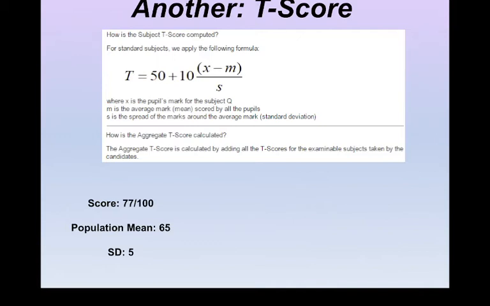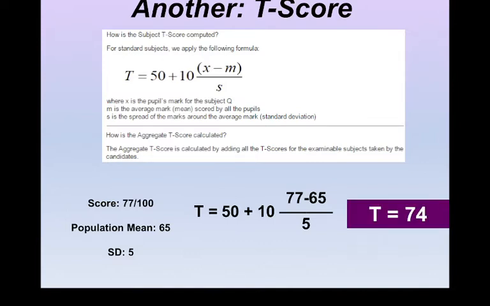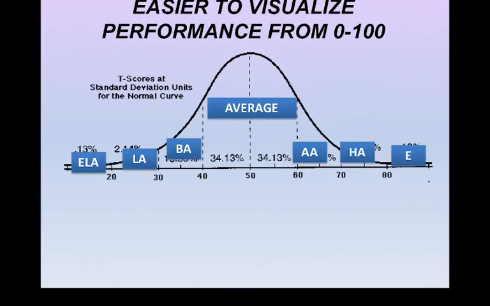So let's work this out. If your score is 77 over 100, the population mean is 65, and the standard deviation is 5, and you apply the formula of the t-score, it gives you a t-score of 74. Okay? 74 ngayon yan. So, anong ibig sabihin ng t equals 74? Well, in a scale of 0 to 100, yung performance ng taong ito is at around 74. O ano ngayon ang ibig sabihin ng 74?